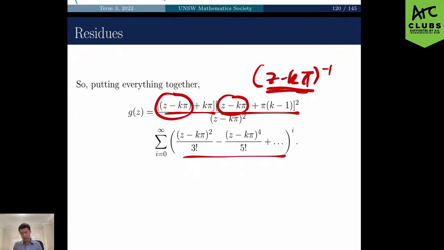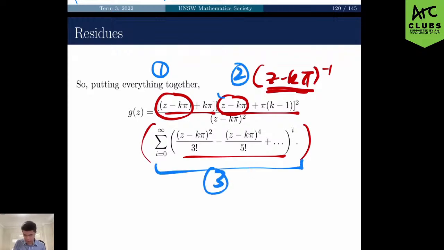Same kind of thing: we're trying to find the coefficient of (z - kπ) to the -1. So what you want to do is go to each of these factors. This is factor 1, this is factor 2, this is factor 3. Because we've got these 3 factors, we want to combine the individual terms to make the total power. In this case, it'll be equal to 1.